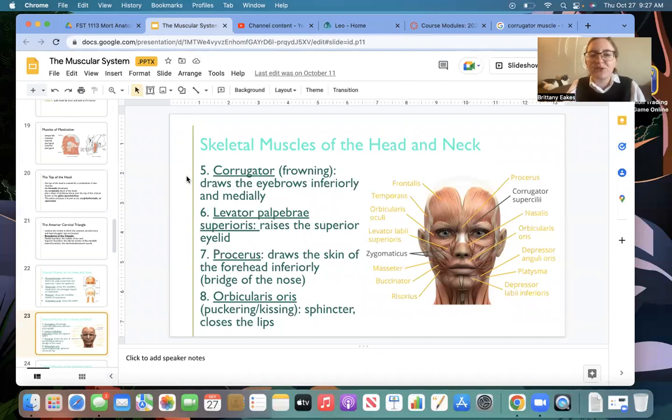We have the levator palpebrae superioris. So remember, levator is that term for it raises something. So levator palpebrae superioris, it raises the superior eyelid.